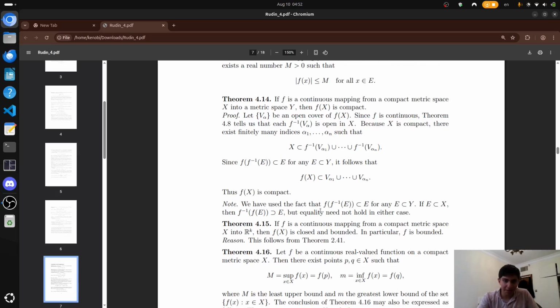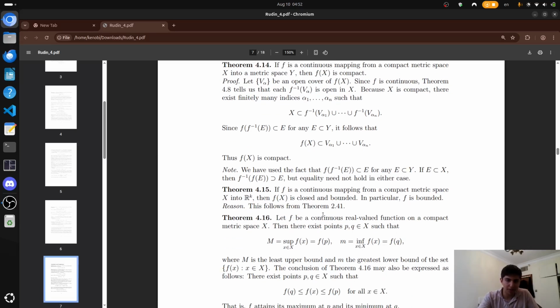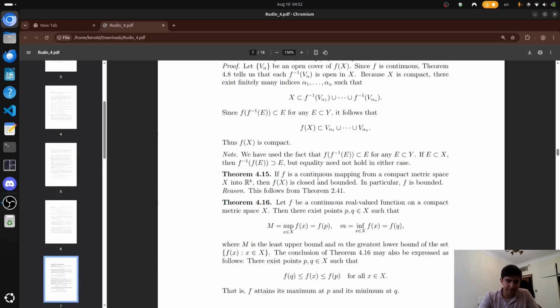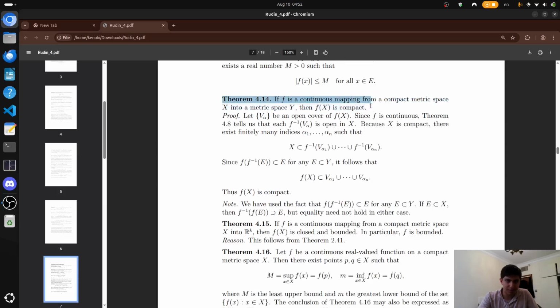If f is a continuous mapping from a compact metric space X into R^k, then f of X is closed and bounded. This follows from the Heine-Borel theorem. Basically the same thing as this, but applied with the Heine-Borel theorem.